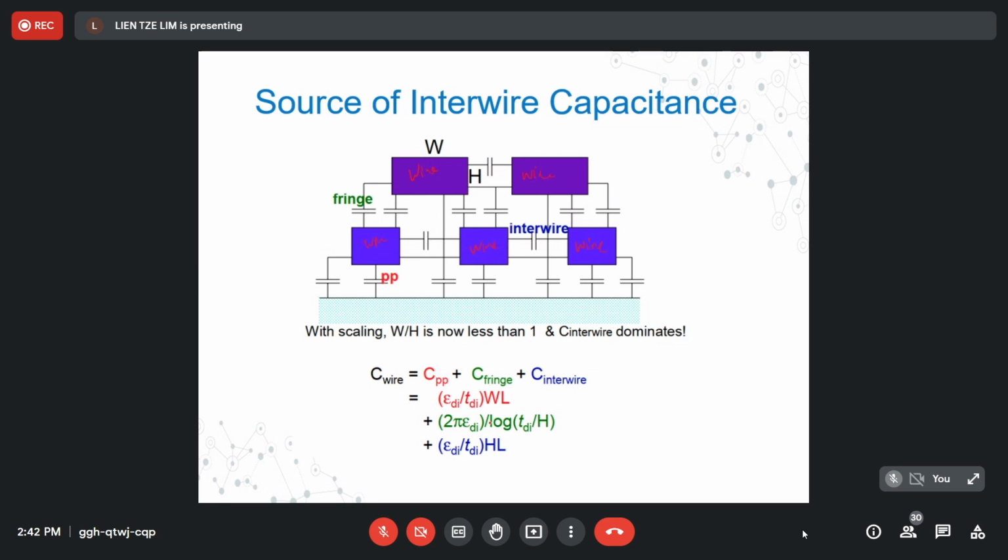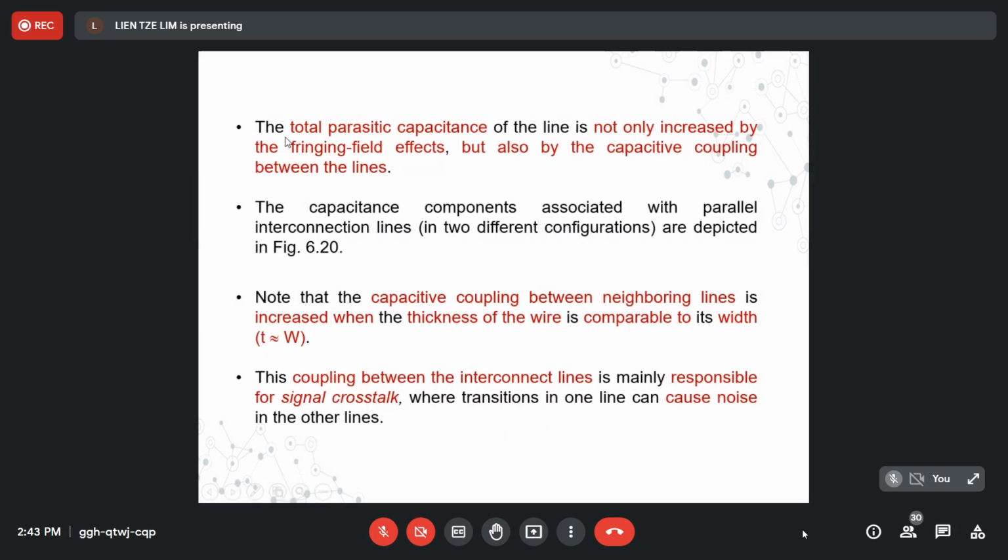Okay, the formula is given here. This is the final capacitance that we can use to determine the wire capacitance when we consider the inter-wire capacitance. This one is for the real case. The total parasitic capacitance of the line is not only increased by the fringing field effect, but also by the capacitive coupling between the lines.